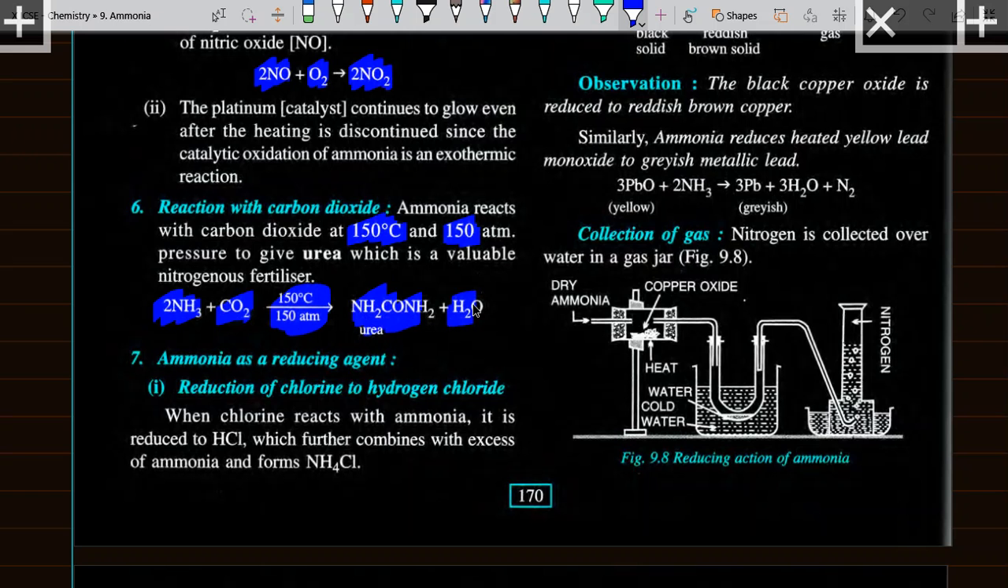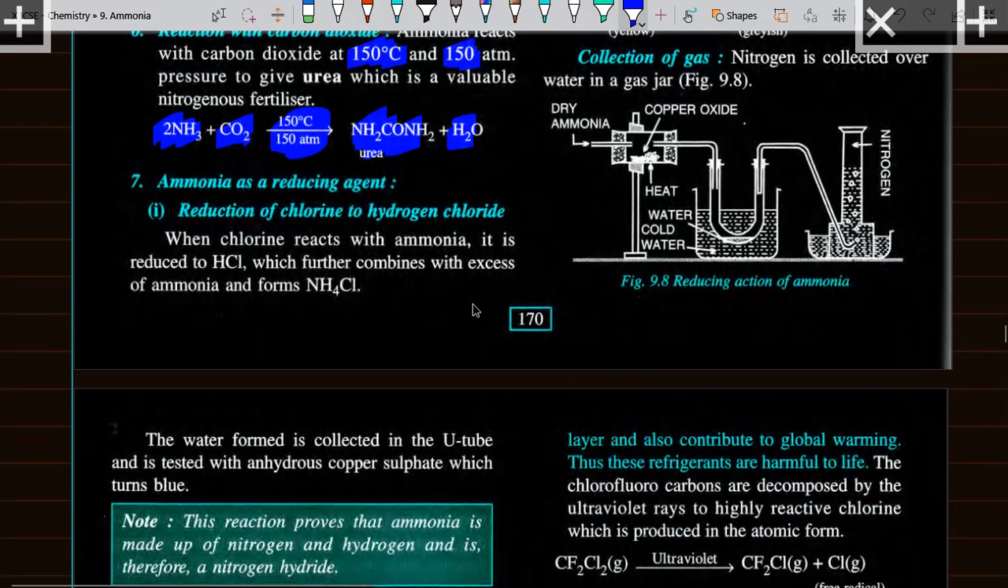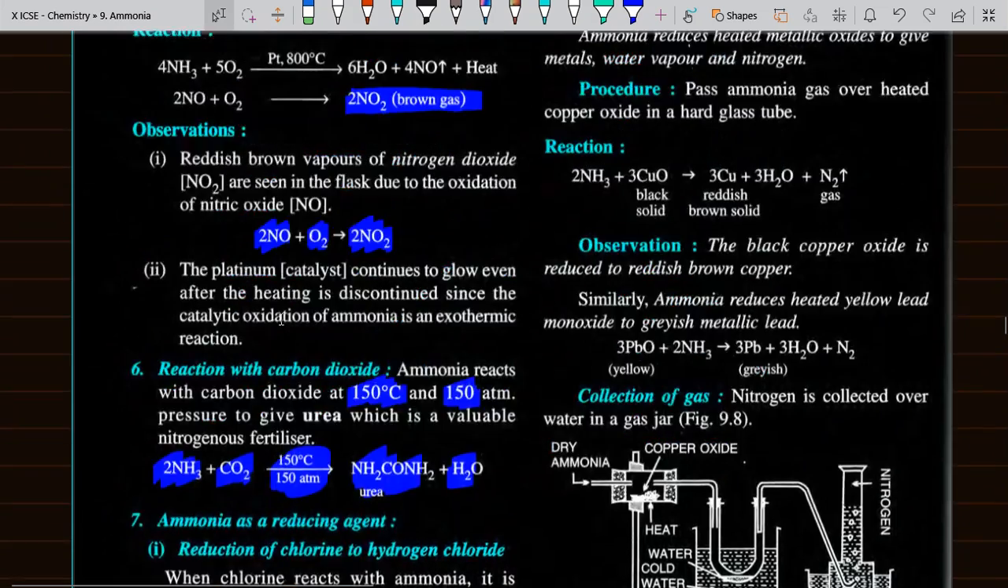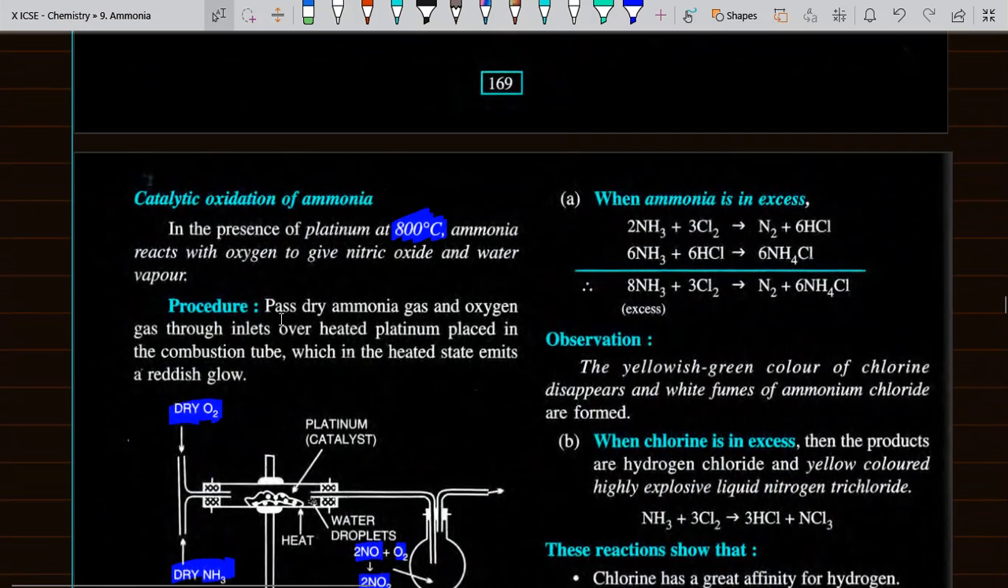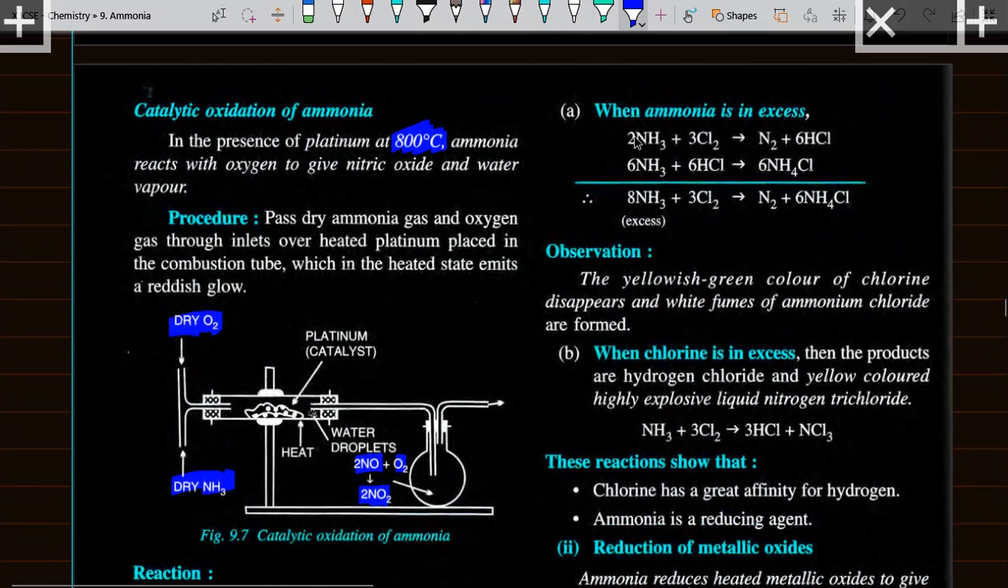Reduction of chlorine to hydrogen chloride. When chlorine reacts with ammonia, it is reduced to hydrogen chloride, which further combines with excess of ammonia to form NH4Cl. देखो, so first 2NH3 plus 3Cl gives N2 plus 6HCl. Then when NH3 is in excess, 6NH3 plus 6HCl gives 6NH4Cl. So we get 8NH3 plus 3Cl2 gives N2 plus 6NH4Cl.